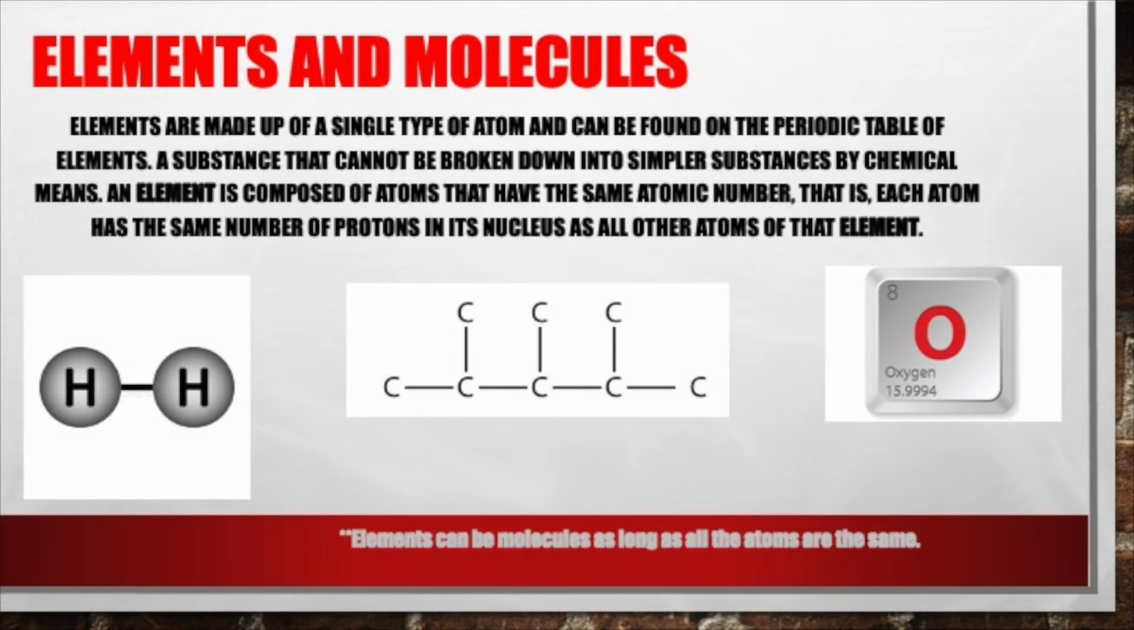So elements are made up of a single type of atom and can be found on the periodic table of elements. A substance that cannot be broken down into simpler substances by chemical means is an element. They are composed of atoms that have the same atomic number. That is, each atom has the same number of protons in its nucleus as all the other atoms of that element. So here we have hydrogen.